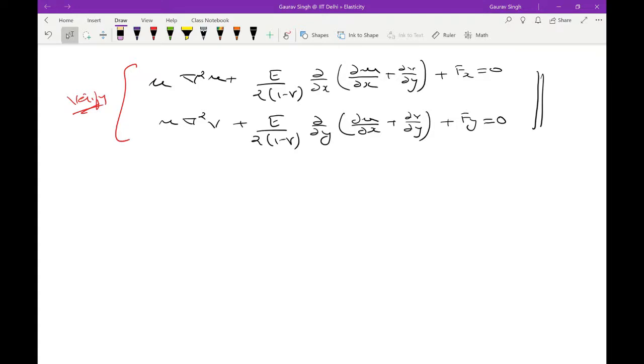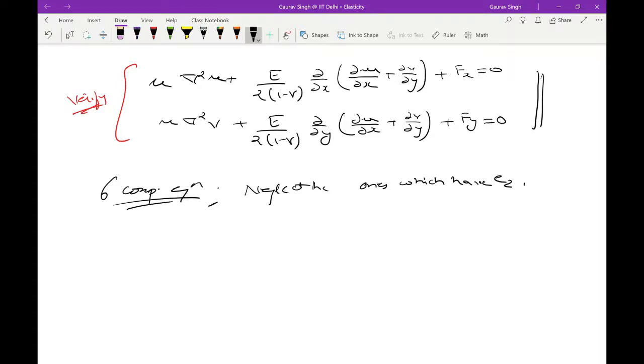Okay, now obviously we want to have the compatibility equation, but as you know, Ez has to be ignored. Okay, so this brings out the approximate nature of the plane stress formulation. So you have the 6 compatibility equations. Neglect the ones which have Ez.